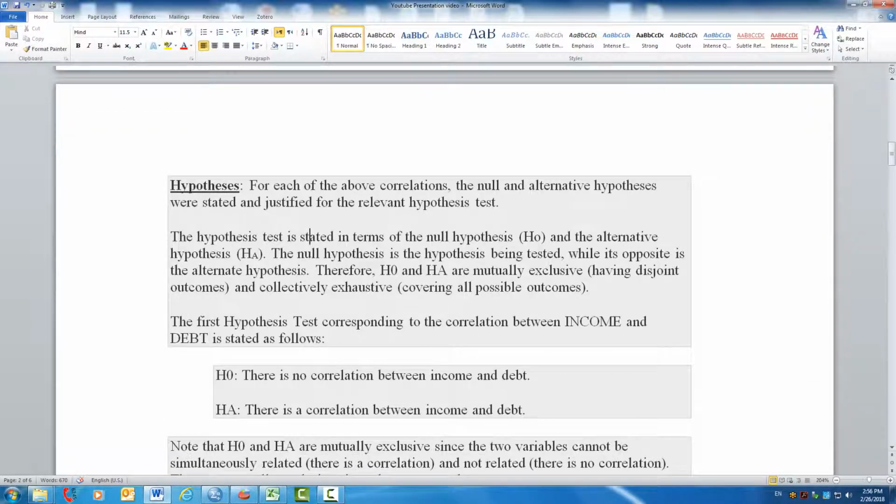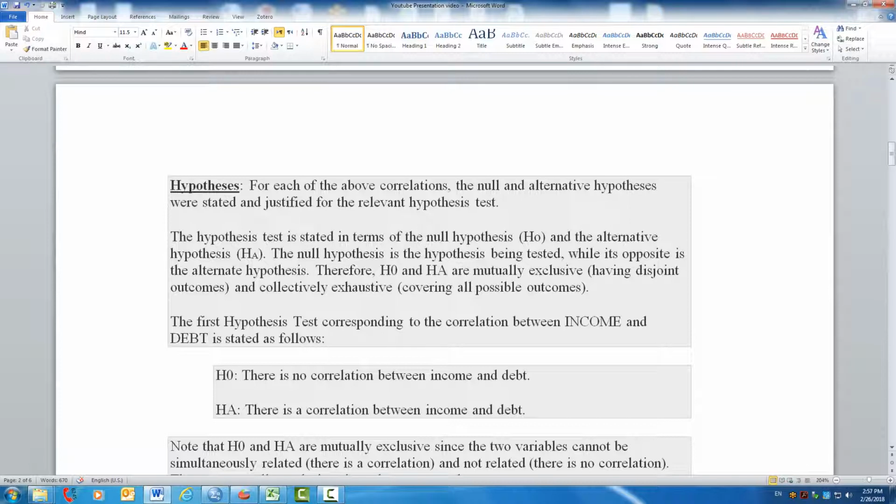So the hypothesis was stated and the correlations were done. The objective is to draw null and alternative hypotheses and justify them for the relevant given details. The hypothesis test is stated in terms of the null hypothesis H0 and the alternative hypothesis HA. The null hypothesis is the hypothesis being stated, while its opposite is the alternative one. Therefore, H0 and HA are mutually exclusive and collectively exhaustive, covering all possible outcomes. This point was missed in my first presentation, so I'm tackling it here.